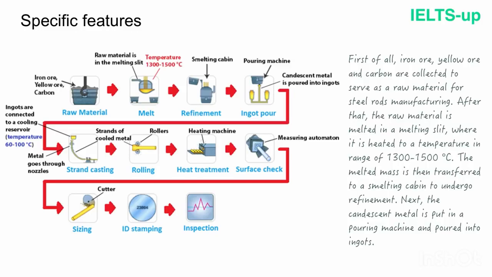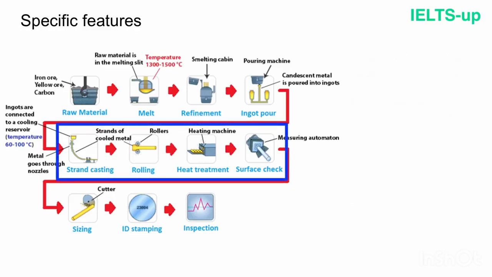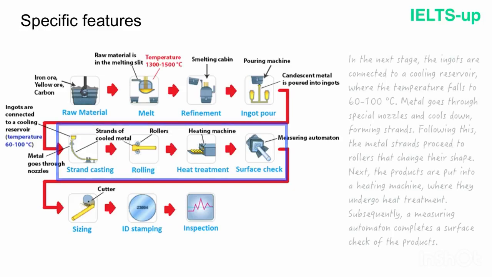And that's all with our first paragraph for specific features. I hope that now you get an idea of how to describe the process stage by stage. So let's move on to the second paragraph that describes the next 4 stages. Here's how I wrote it.